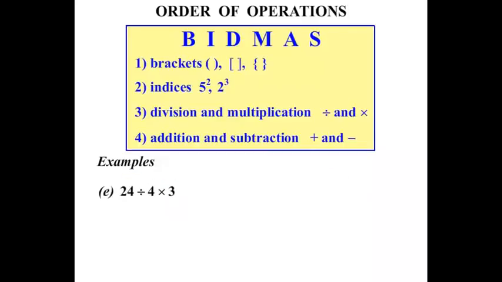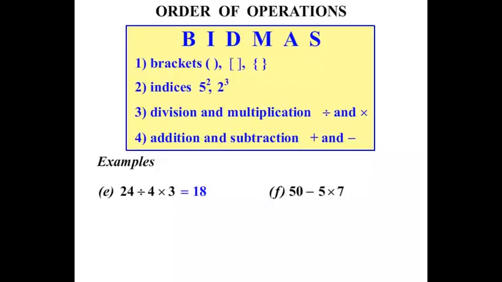The next one, 24 divided by 4 times 3. We've got a division and a multiplication. From our list, there's the division, there's the multiplication. They're on the same line, so we work from left to right. So 24 divided by 4, well that's 6 so far, and then 6 times 3 equals 18.